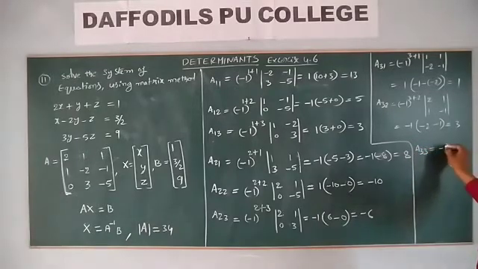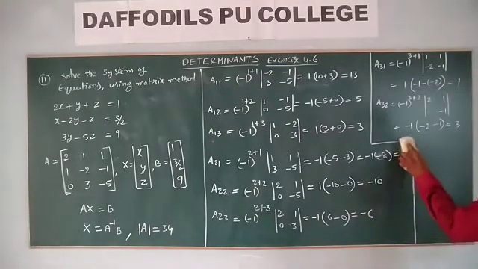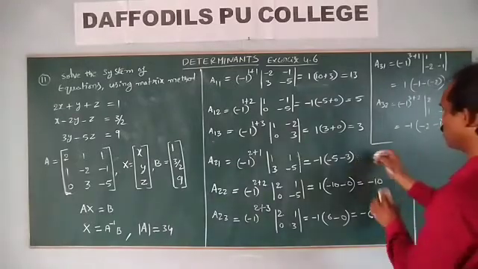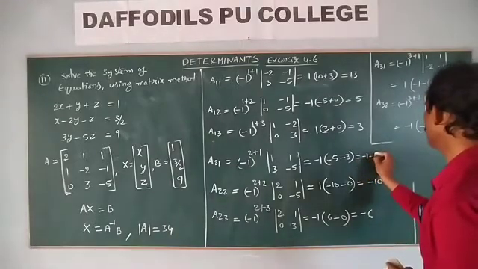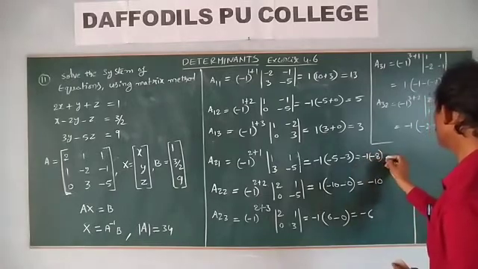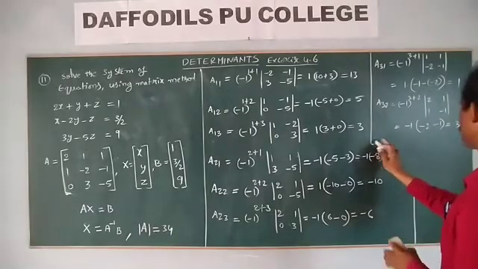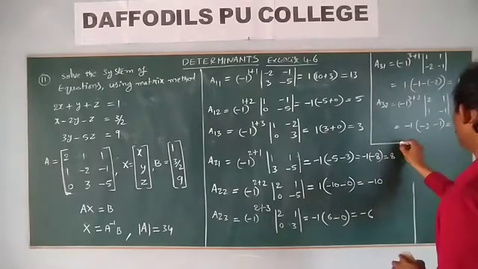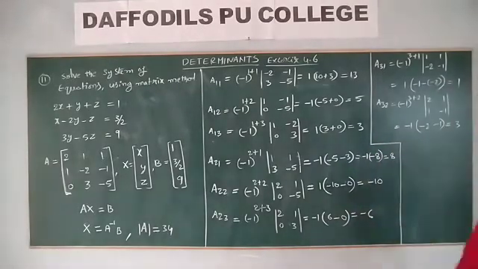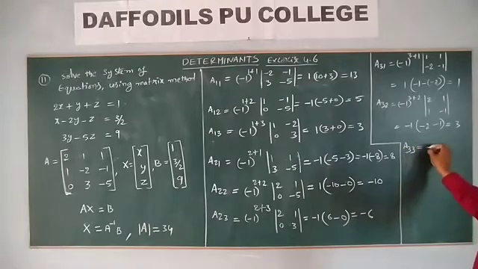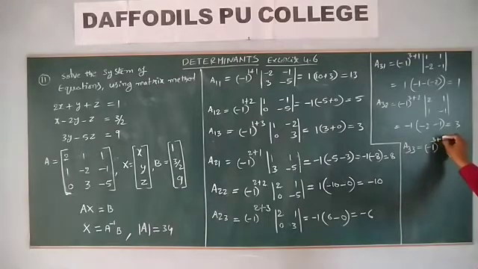A33 is equal to minus 1 to the power of... This is 8. Okay, this is minus 1 minus 3. Right. Next, A33. A33 is equal to minus 1 to the power of 3 plus 3 and its minor.